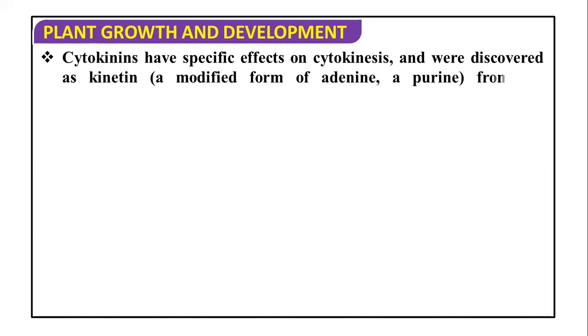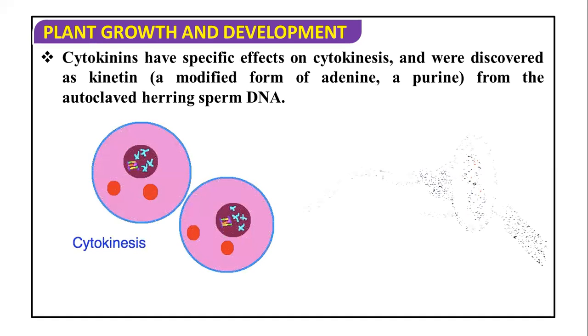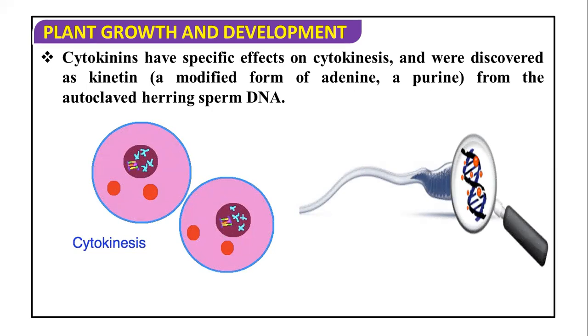Now cytokinins obviously have a specific effect on cytokinesis, means they promote cytokinesis, a cytoplasm division, and they were discovered as kinetin, that is nothing but a modified compound of adenine, a purine nitrogenous base, from autoclaved herring sperm DNA. Means the first cytokinin was discovered from the degraded autoclaved herring sperm DNA. If we take herring fish sperm DNA, then autoclaving is done, that is heating at a high temperature and pressure in an autoclave machine, and from that adenine was obtained, and from the adenine of DNA this kinetin was obtained. So this is cytokinesis promoting, and it is derived from sperm DNA.